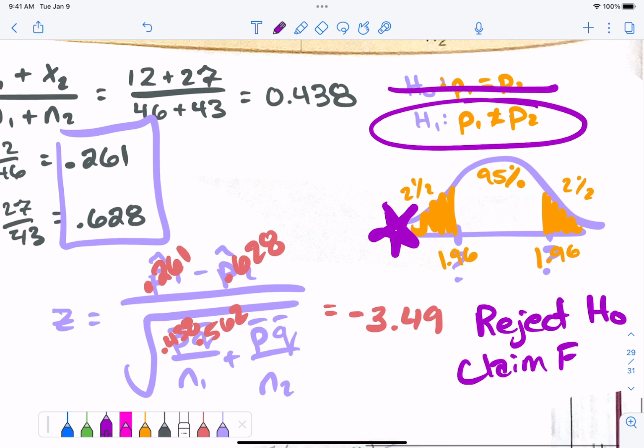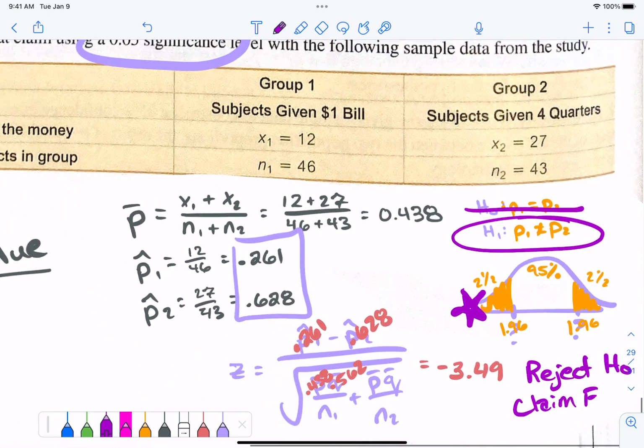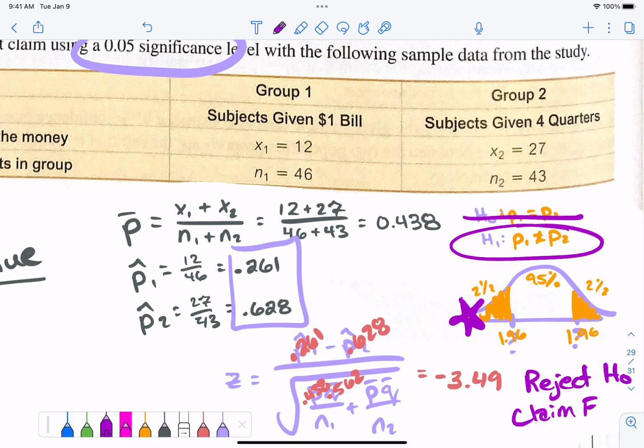Okay, now here's my question. The next thing I want you to do on your board is, because I ask you one of these tomorrow, I want you to explain to me, write out in words, you can paraphrase if you want to, what we just found. Not using reject and claim false or whatever. Okay? I want you to write out, listen, here we go.